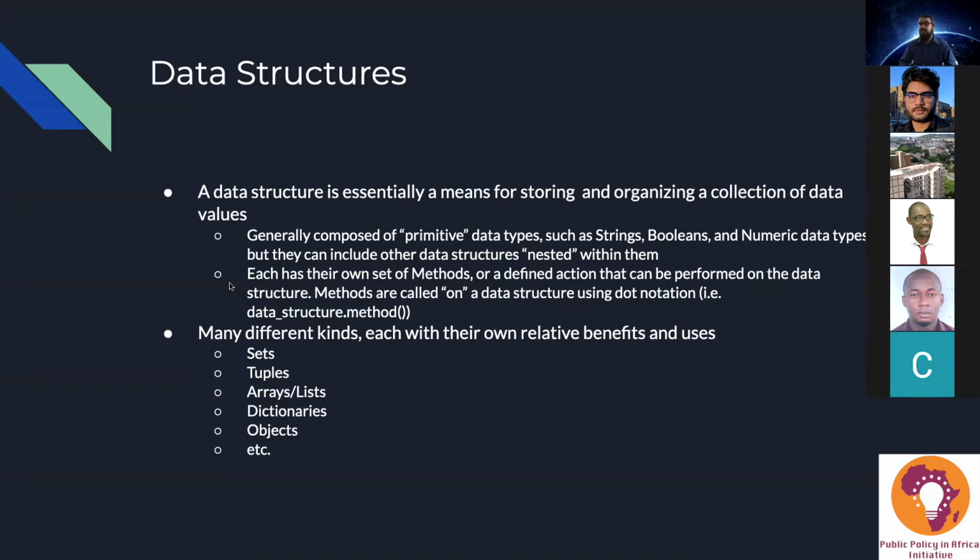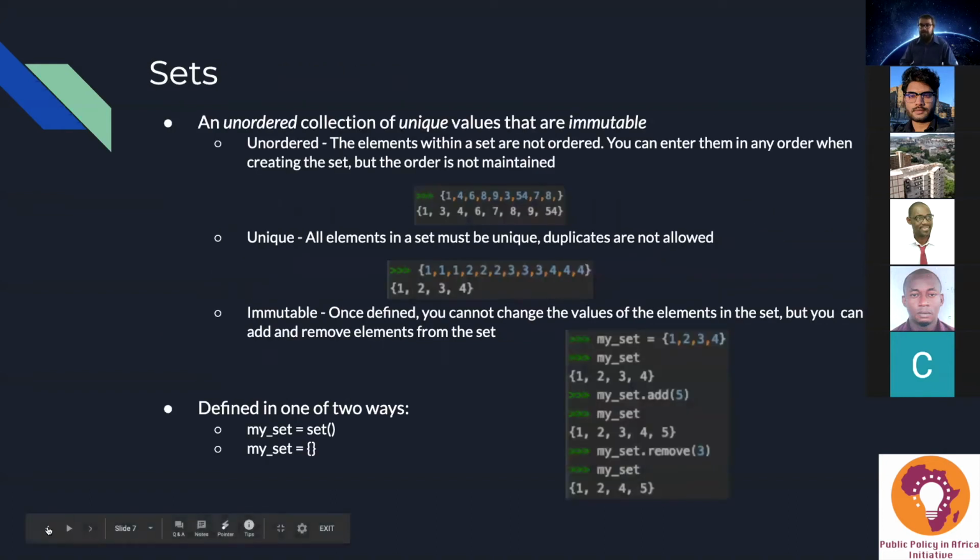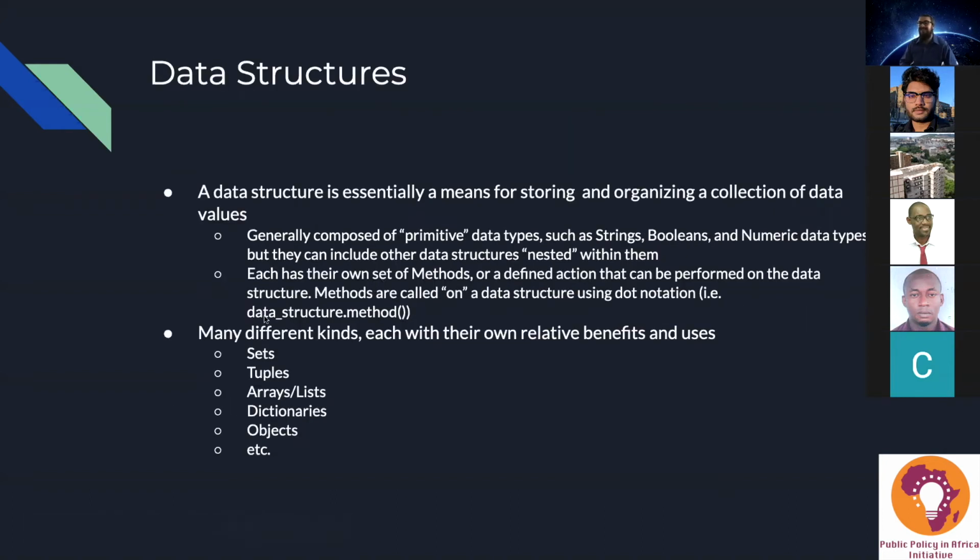Each data structure has its own set of methods, and a method is a defined action that can be performed on the data structure. Methods are called on a data structure using dot notation. So if we have our data structure and we call it data structure here, then we use this dot here. That dot is very important. This is the dot notation. Then we have our method that we call off of it, and our methods will always have the parentheses after it. If you don't have the parentheses after it, that's called an attribute of the data structure.